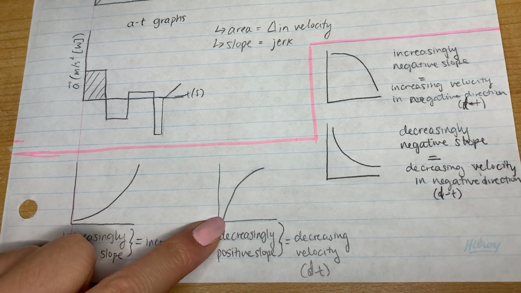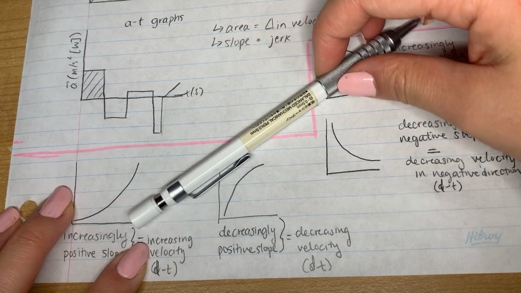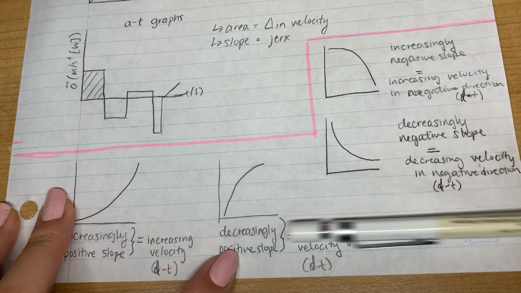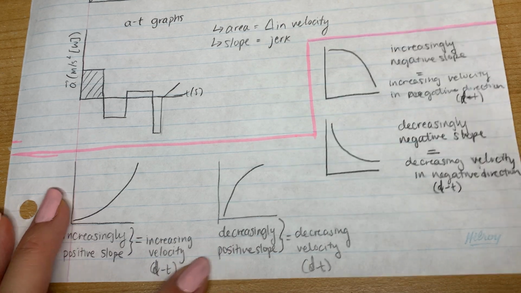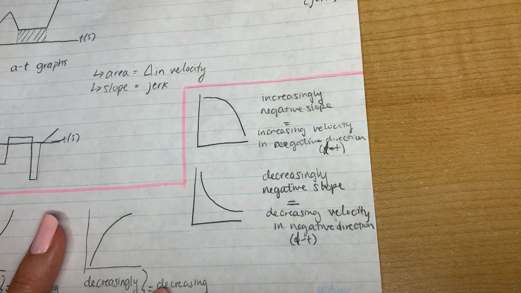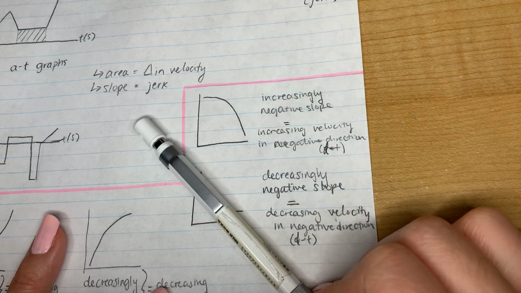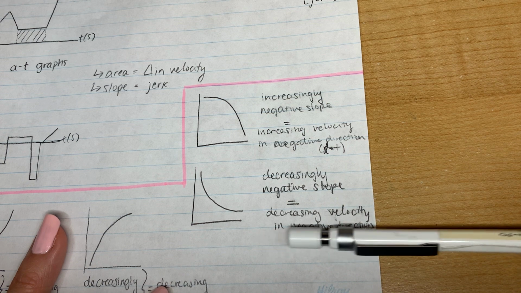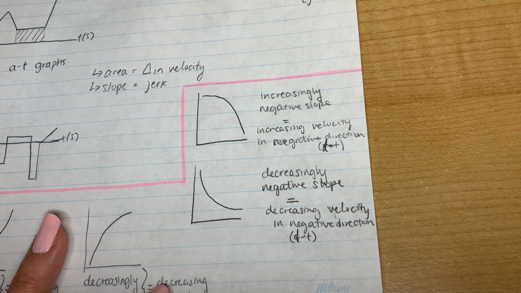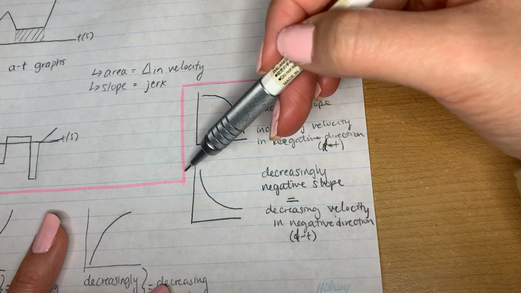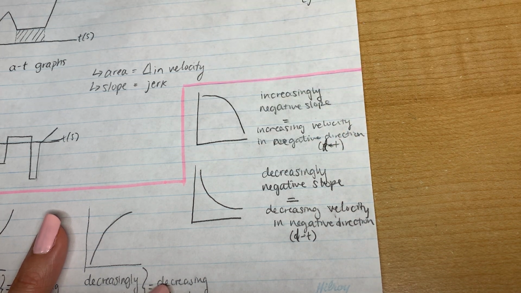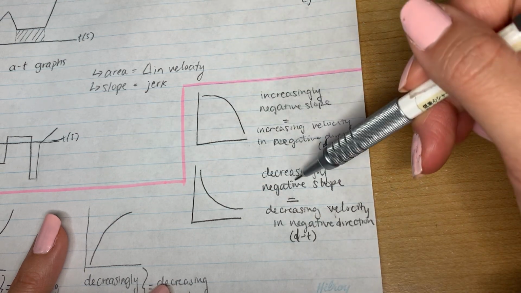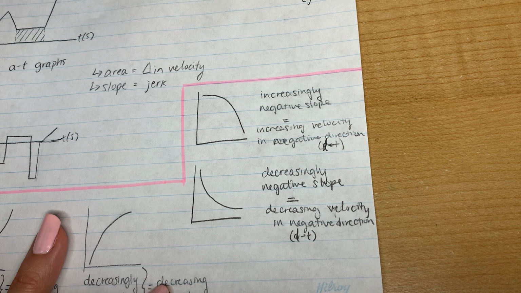As you can see, the slope gets more and more closer to zero, which means it's slowing down, decreasing velocity. Here we have a decreasingly negative slope, so our slope is getting closer and closer to zero, which means it's decreasing velocity in the negative direction. So when we have a displacement time graph, and for example, the position of the displacement is south, anything that is a negative slope, so here and here, that means it's going the opposite direction, which is north.